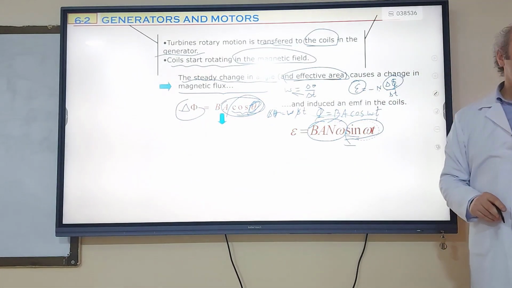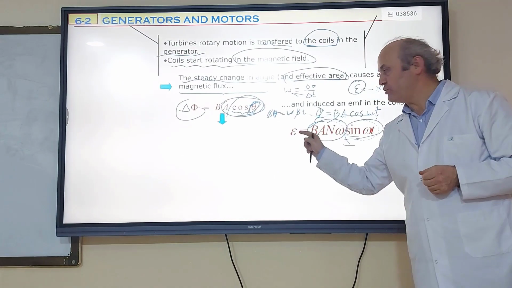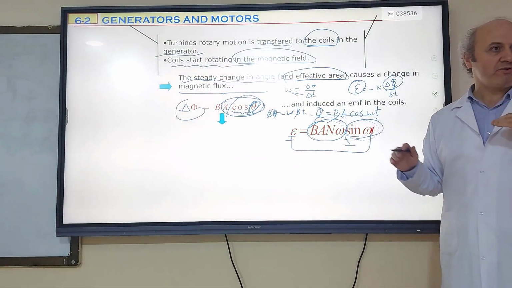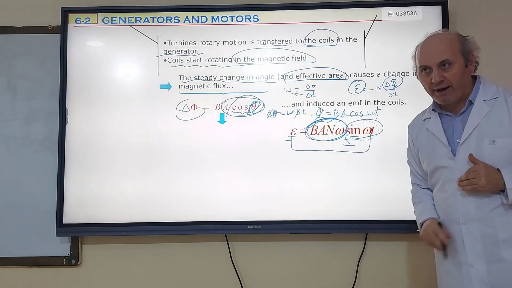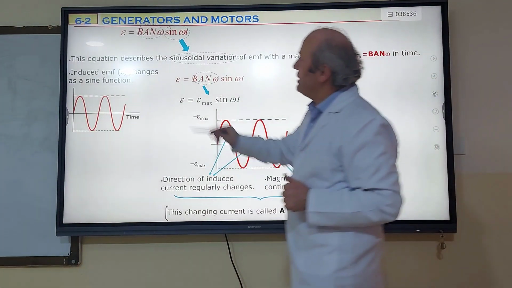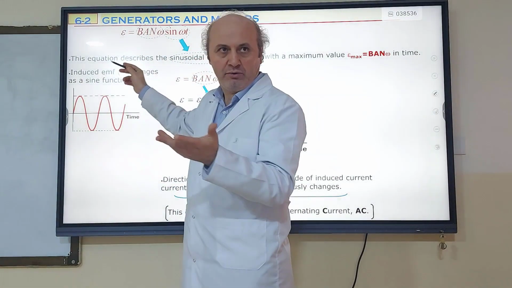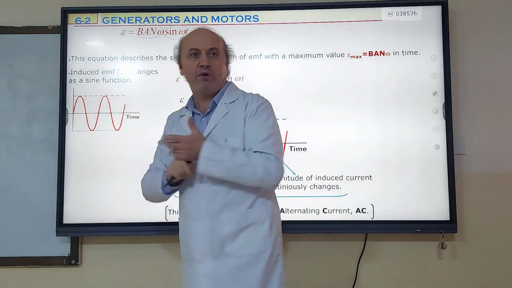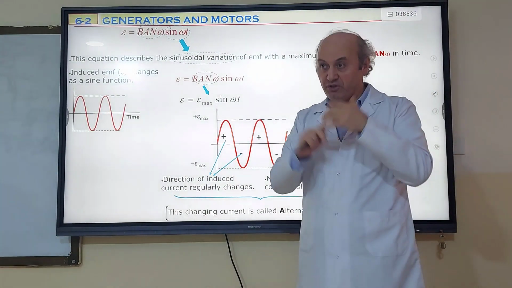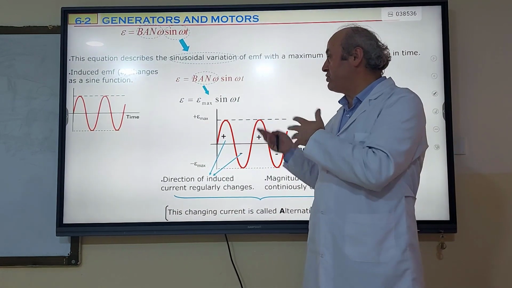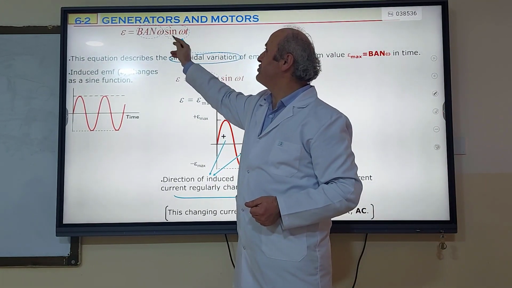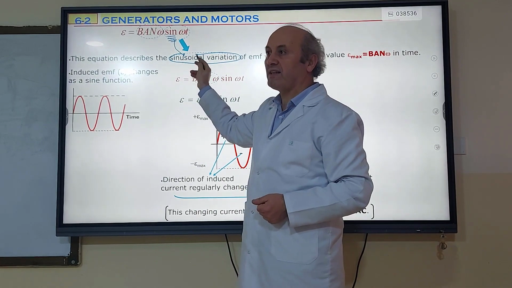This constant is the maximum value of this induced EMF. Induced EMF is instantaneously changing between two maximum values. One of them is positive BAN omega. The other one is negative BAN omega. Okay, so E max is equal to BAN omega. Sometimes we say E max sine omega t is the equation for induced EMF, the output of an AC generator in terms of a sine function. This equation describes sinusoidal variation, it's changing as a sine function. Because of that, it says sinusoidal variation.